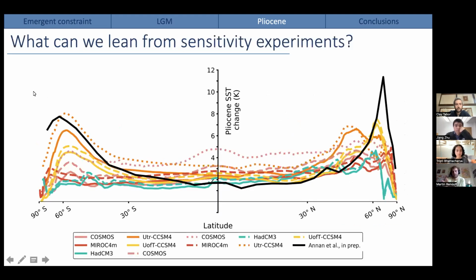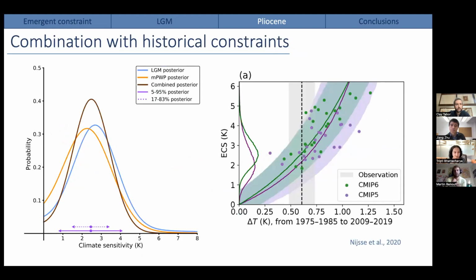Something good, though, that exists in Pliocene simulation is this abundance of sensitivity experiments. They have a lot of sensitivity experiments where they interchange the ice sheet of the Pliocene or the vegetation or CO2. And so we could learn how sensitive the relationship between Pliocene temperature and ECS is to those changes, something that would be ideal with the LGM to really pin down the contribution of ice sheet forcing. And finally, you could combine this very strong estimate with the historical emergent constraint to have an even better estimate.